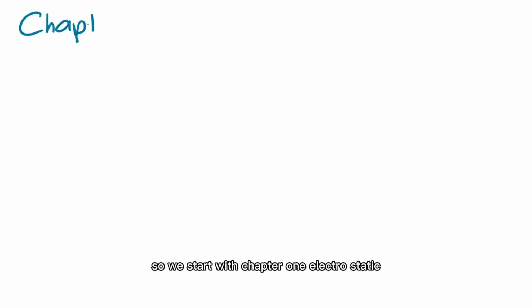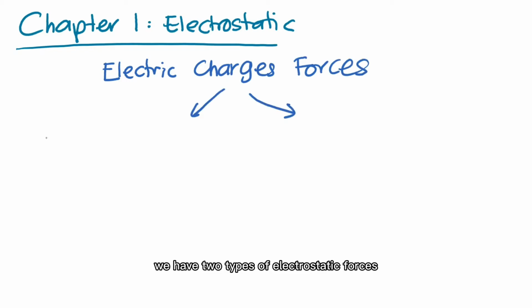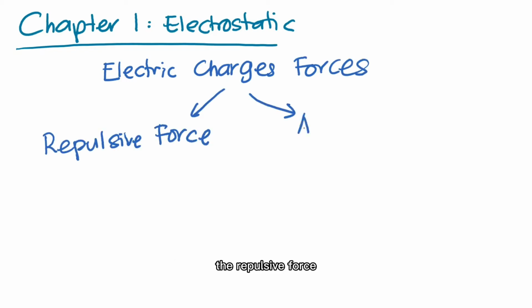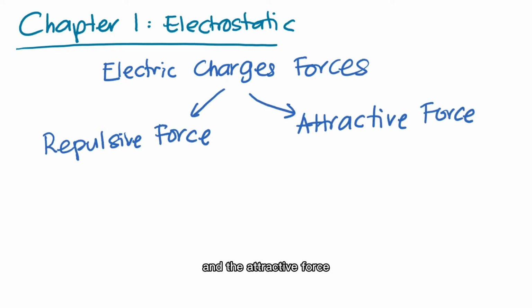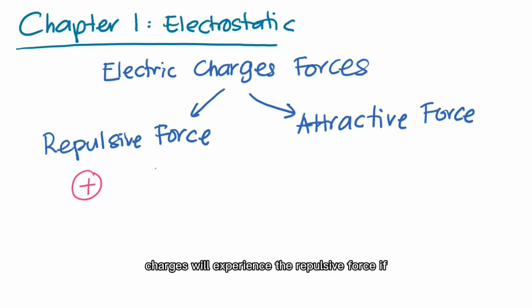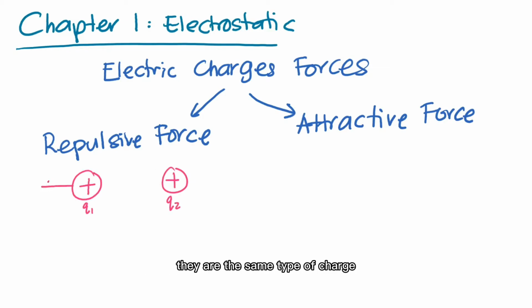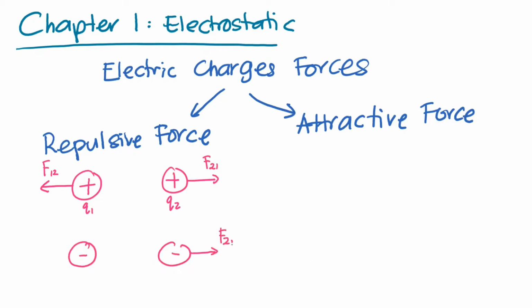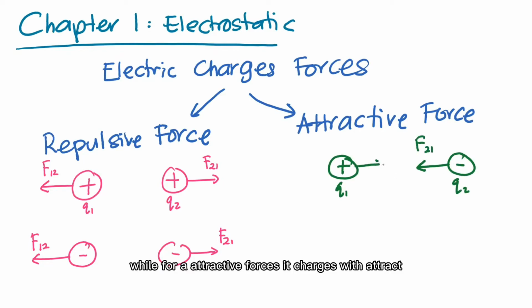Hello everyone, so we start with chapter 1, Electrostatics. We have two types of electrostatic forces, the repulsive force and the attractive force. Charges will experience the repulsive force if they are the same type of charge. Like in this case, Q1 and Q2 both are positive, so they will feel the push force caused by each other's charge. While for attractive forces, the charges will feel attracted if they are the opposite types.